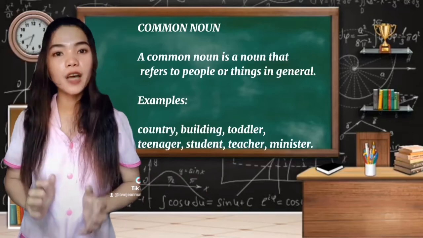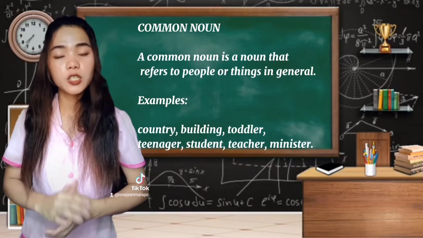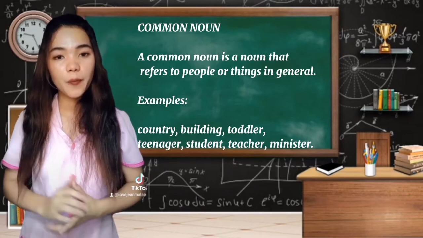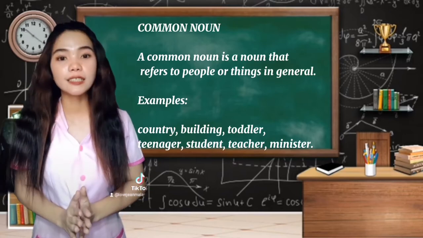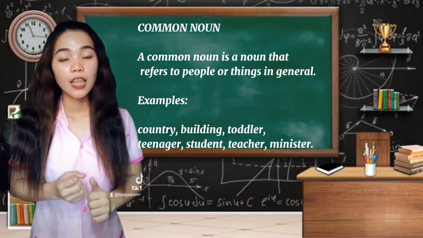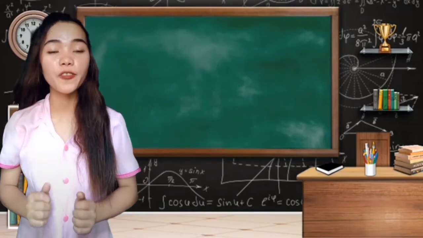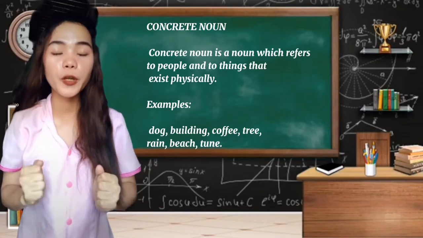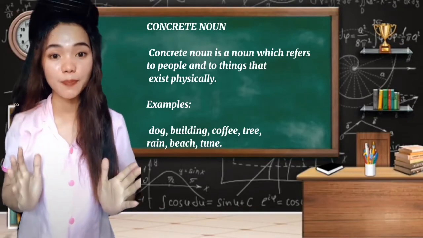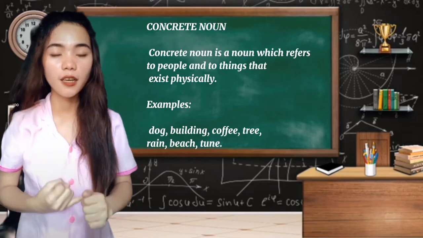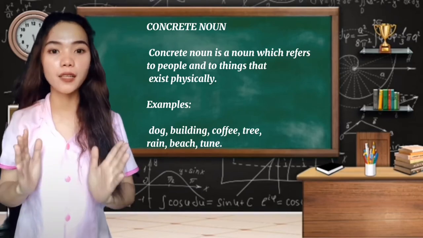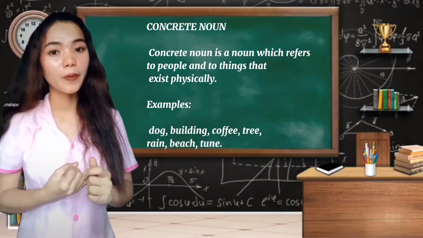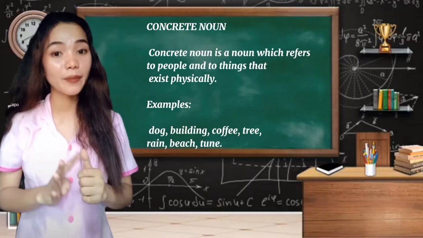Another type of noun is the common noun. A common noun is a noun that refers to people or things in general. For example, country, building, toddler. Another type of noun is the concrete noun. A concrete noun is a noun which refers to people or things that exist physically. It can be seen, touched, heard, smelled, or tasted. For example, dog, building, plant, and animal.